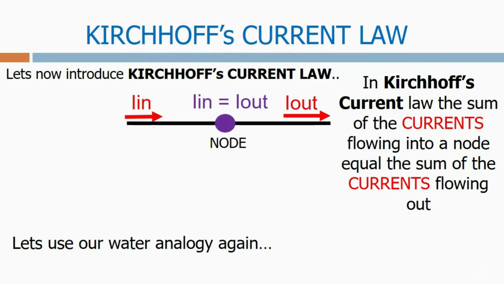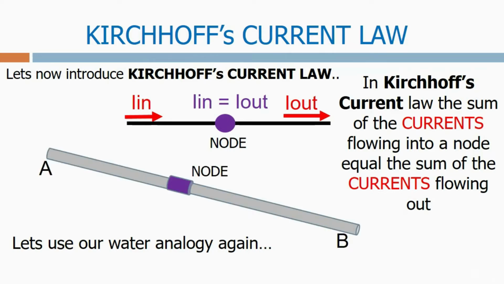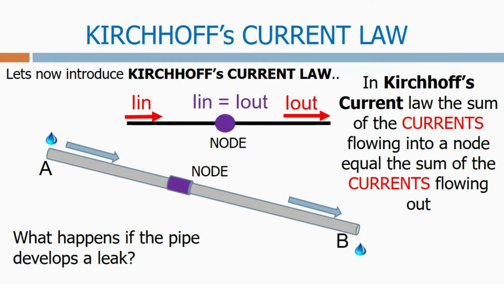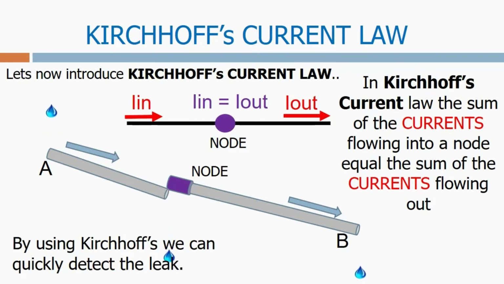Let's use our water analogy again. Here we have a pipe with end A, end B, and a node in the middle. Kirchhoff's law says that the water flowing into one end of the pipe must equal the water flowing out the other end. What happens if the pipe develops a leak? By using Kirchhoff's law, we can quickly detect the leak.